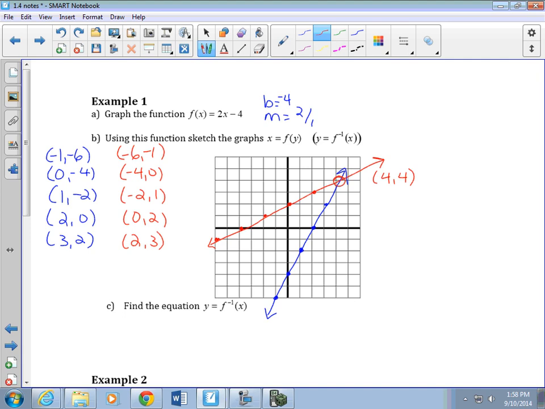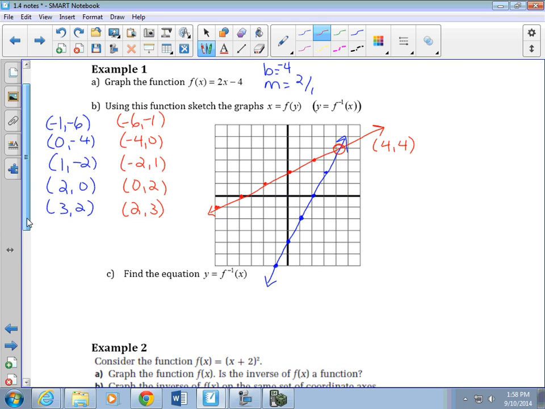So that's all it takes to invert a linear function. When you're given the equation, you just pick out some coordinates, usually between 4 and 5 coordinates, so that you have enough to show the inverse, and then you graph it. So now it says find the equation of that inverse function. So to find the equation, I look for my y-intercept.